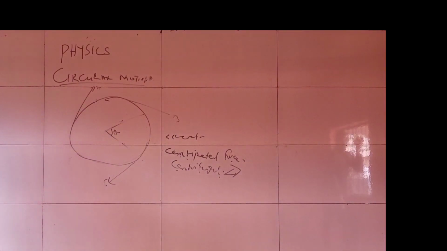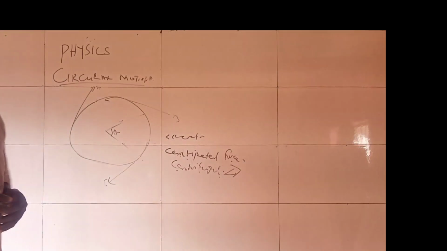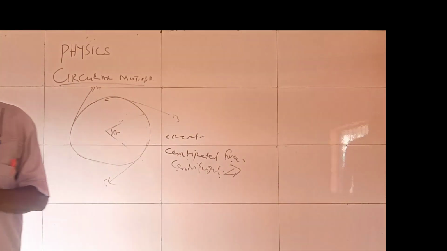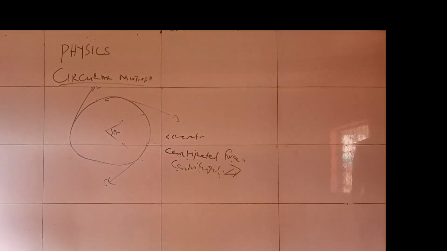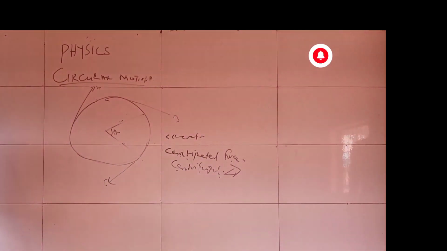Now, what are some terms that we use in circular motion? The first one we are looking at is angular velocity.